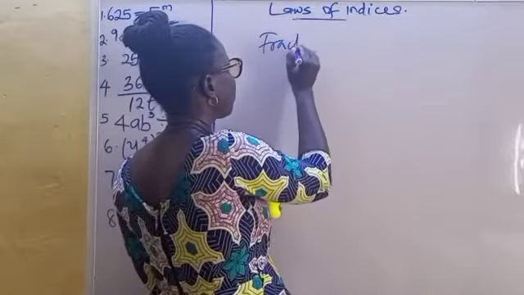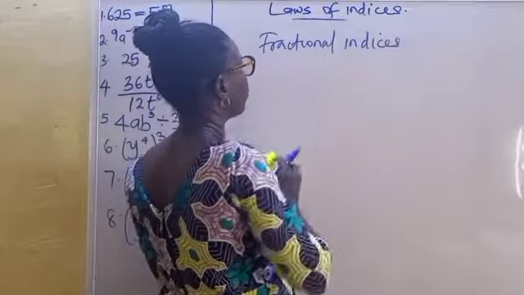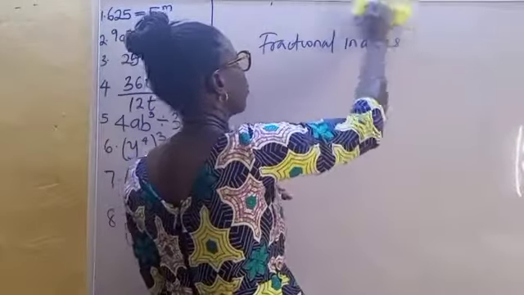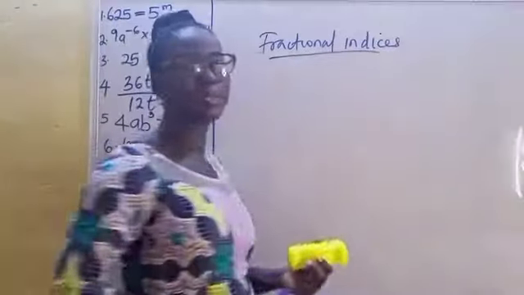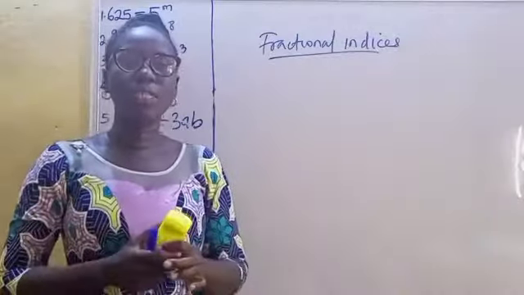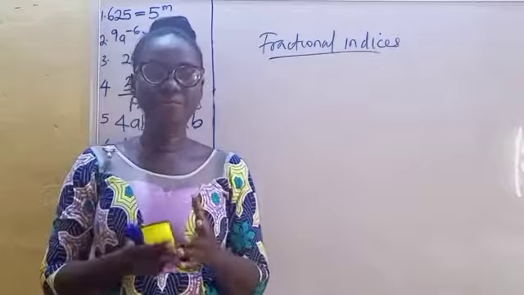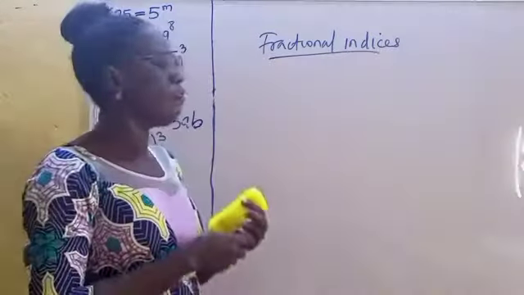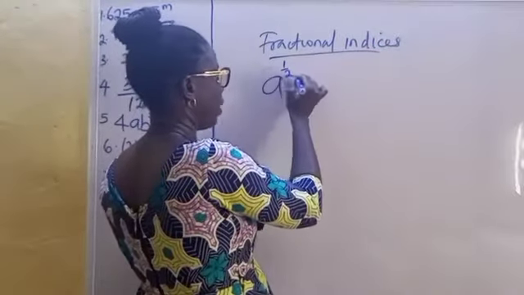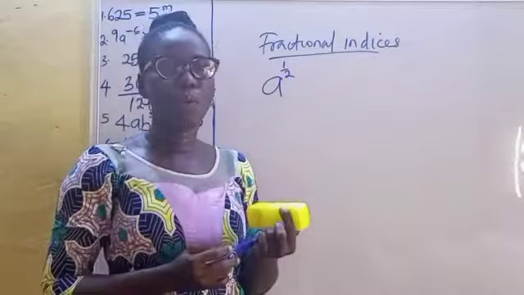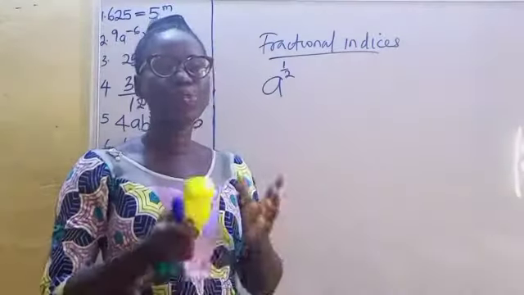Fractional indices. Now, when we talk about fractional indices, we are talking about powers written in fractions. For example, a raised to the power of 1 all over 2. 1 all over 2 is the power of a, but it's actually written in fraction.